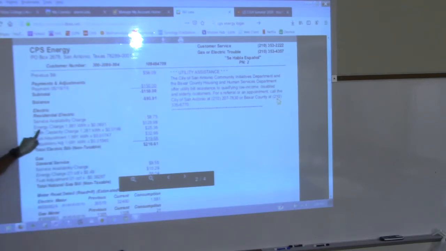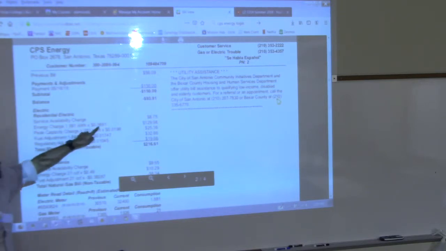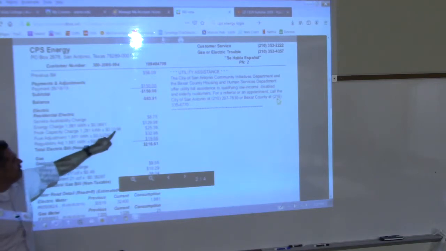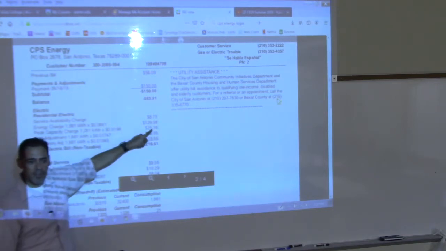And then I'm paying energy charge. I did 1,881 kilowatt hours at about that 7 cents. Okay? There we go. And then here's my peak capacity charge, which was everything over 600 kilowatt hours. So notice the difference between these is 600? So everything over 600. How much did I go over 600? 1,281 kilowatt hours. So I had to pay that extra 2 cents. That cost me $25.36 this month.